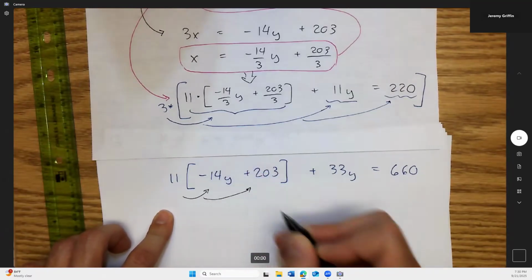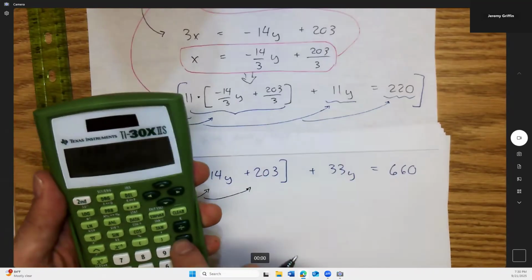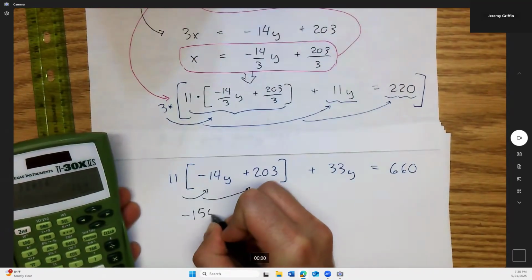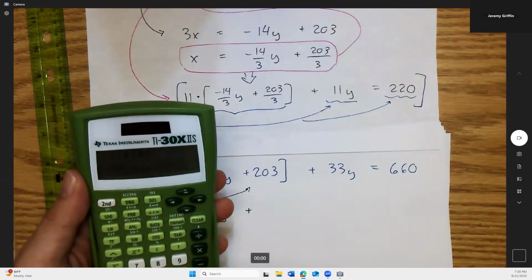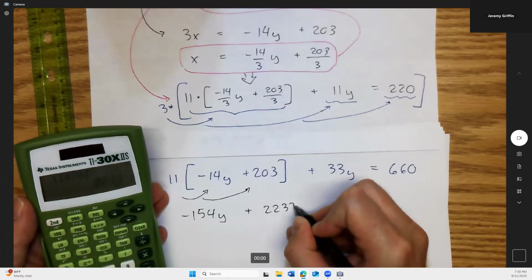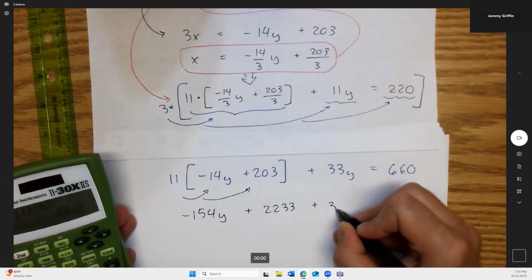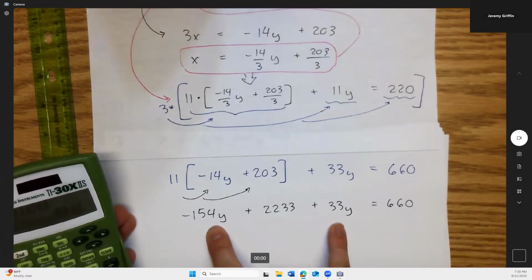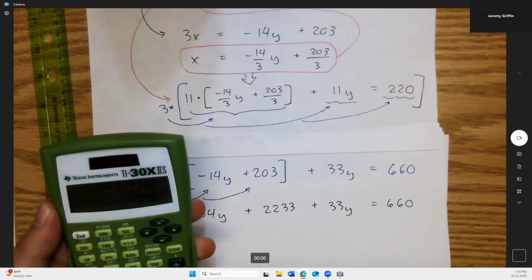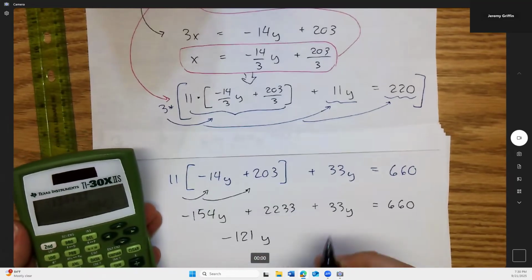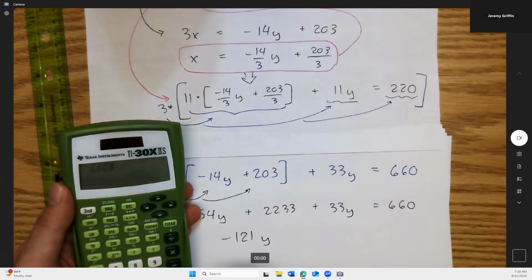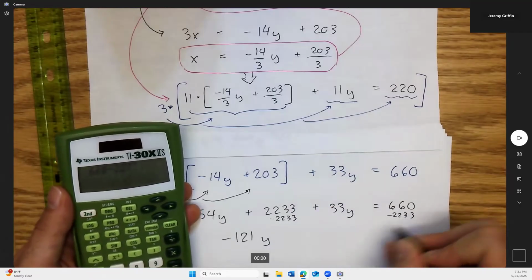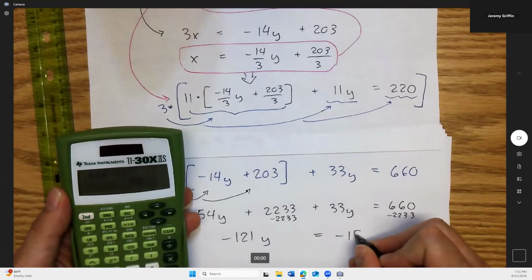I still have to distribute this 11. Calculator time. What is 11 times 14? That's 154 and it's negative. Negative 154y plus 11 times 203, 2233. Okay, that's distributed out there. I got another 33y here equals 660. All right, so put my y's together. Negative 154 plus 33 gives me negative 121y. Then I'll subtract over the 2233. 660 minus 2233 equals negative 1573.